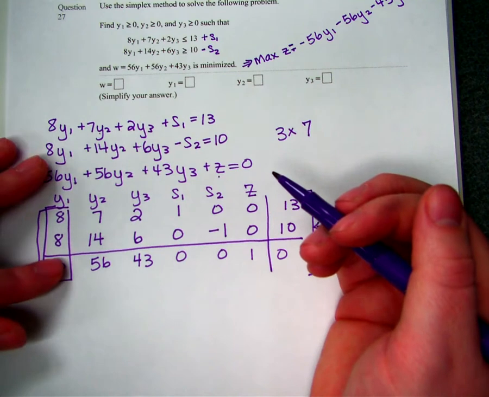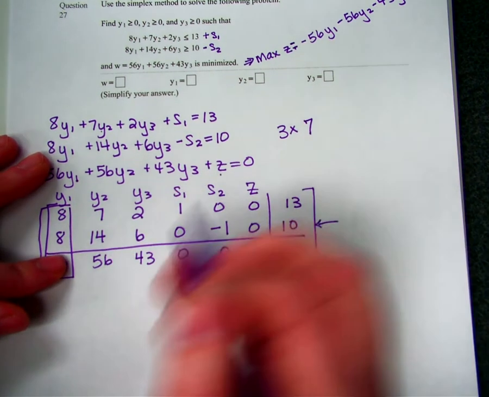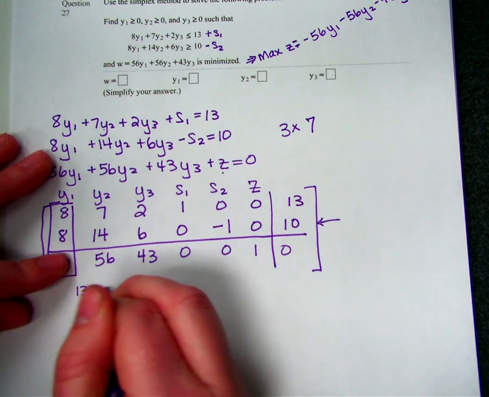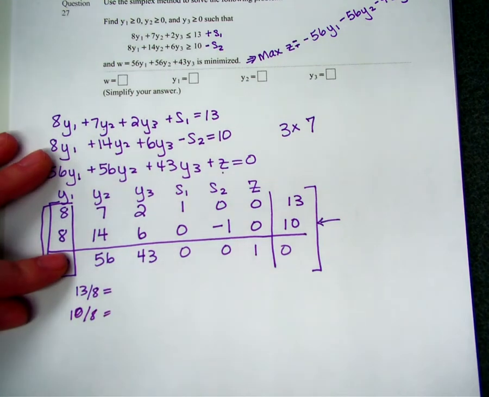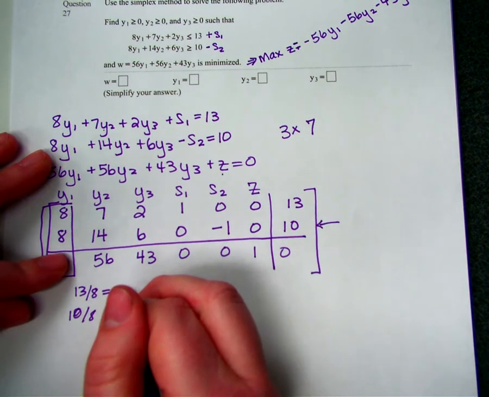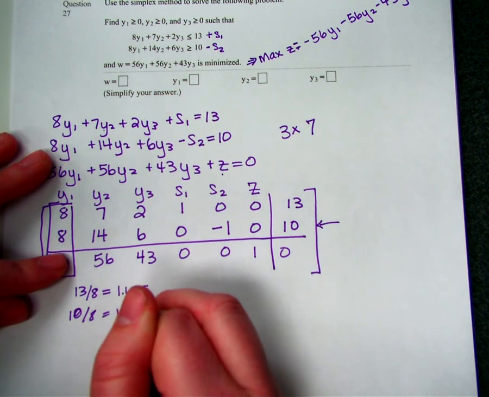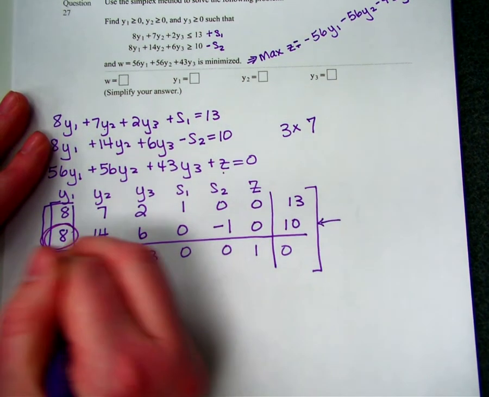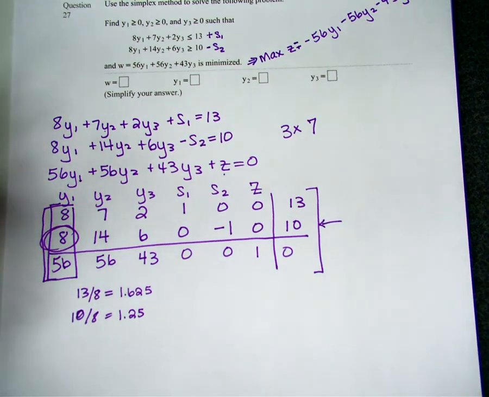So all of your pivots will always happen above the indicator row. We need to decide which one of these numbers gives us the smallest quotient. 13 divided by 8 or 10 divided by 8. Okay, so do each one of these and see which one of them gives you the smallest quotient. So if we do 13 divided by 8, we get 1.625, and 10 divided by 8 is 1.25. So this second 8 actually gives us the smallest quotient. This becomes our pivot position.